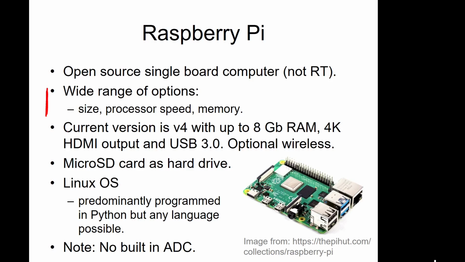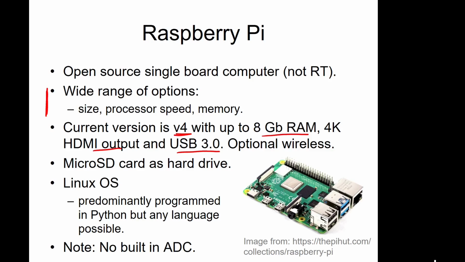The current top of the range is version 4 with 8 gigabytes of RAM. It has a 4K output for a monitor, and it's got USB 3 input capability. It also comes with a wireless option, so unlike the Arduino, it can connect directly to the network without any additional hardware. The hard drive for this is a micro SD card. That gets plugged in, and that is essentially your hard drive for this computer.